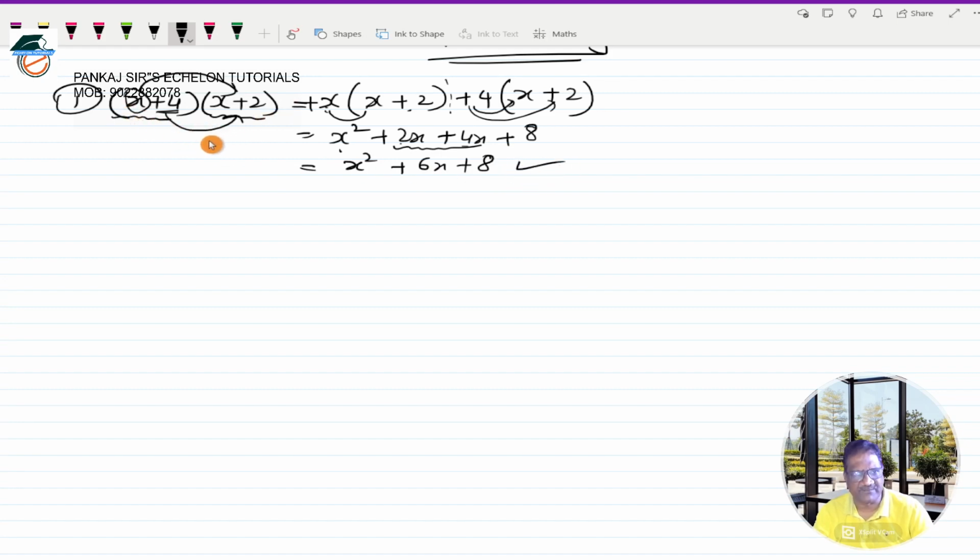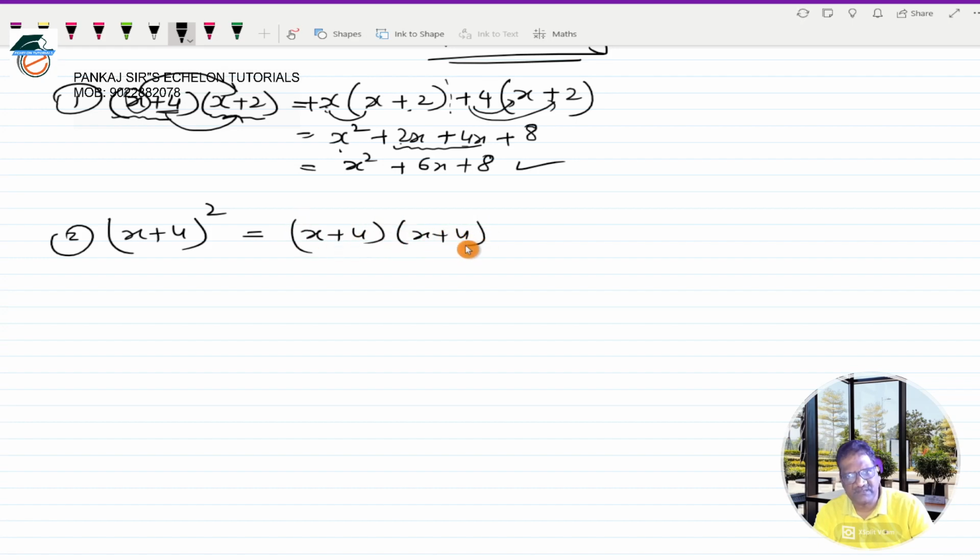For the first example, x plus 4 into x plus 2 is equal to x square plus 6x plus 8. Got it? Here you cannot use that first term square plus 2 into first term into second term. That can be used only if it is a square. Now for example, if it is x plus 4 the whole square, this can be done in two ways. The first, this same way: x plus 4 the whole square can be written as x plus 4 into x plus 4. This is the first method.